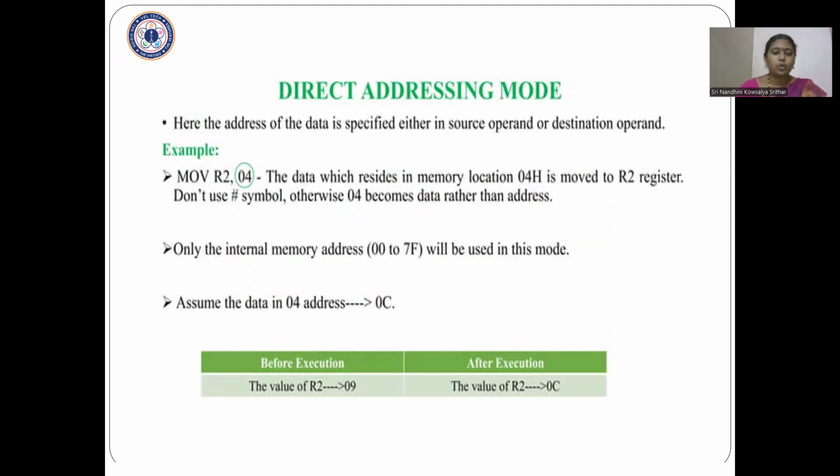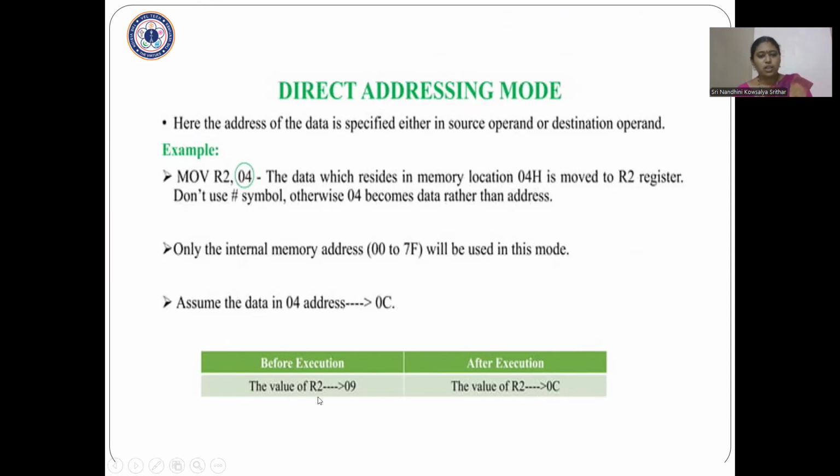Next, direct addressing mode. In this addressing mode, the address of the data is specified in either the source operand or the destination operand. For example, MOV R2, 04. Here 04 represents the address of the memory location. If we give the hash symbol, it is considered as data, but without the hash, it is considered as a memory location. So only the internal memory address will be used in this mode.